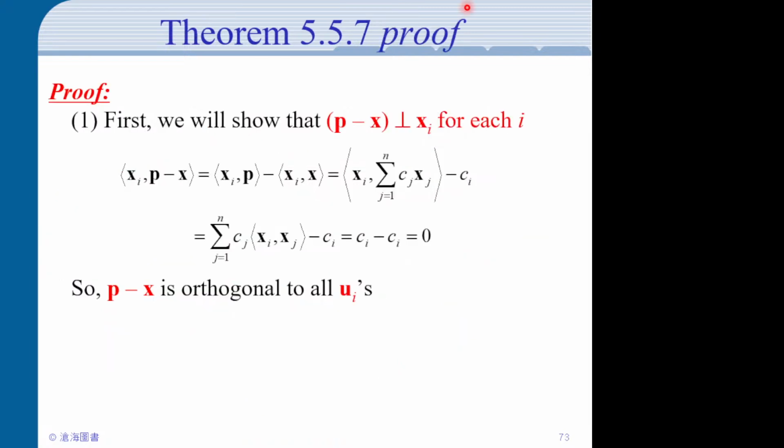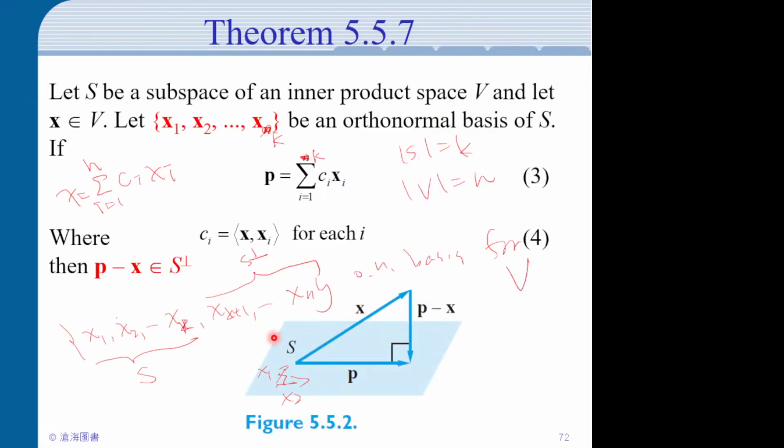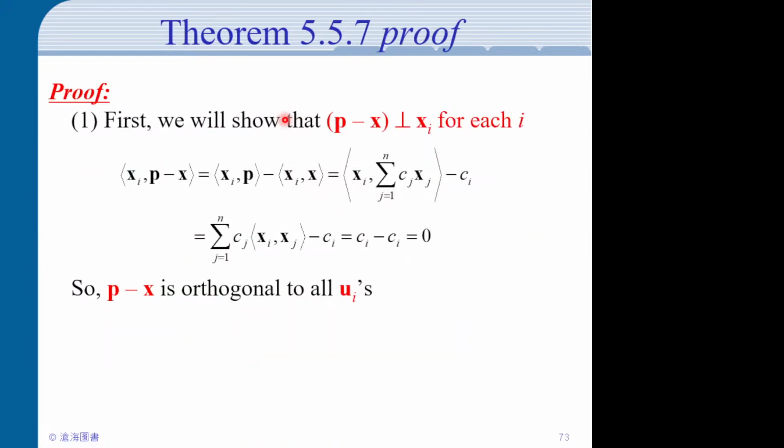And we want P minus X to be orthogonal to P, and we first show that P minus X is orthogonal to everything in S. So we want to say it's orthogonal to every basis element of S. Okay. And xi inner product with P minus X, then by linearity is xi inner product with P minus xi inner product with X. And then we see that P is, well, P is this series.